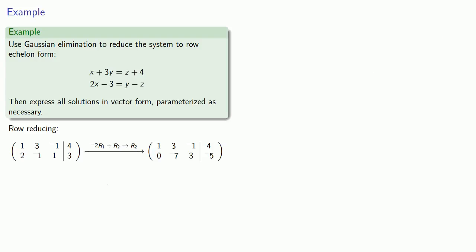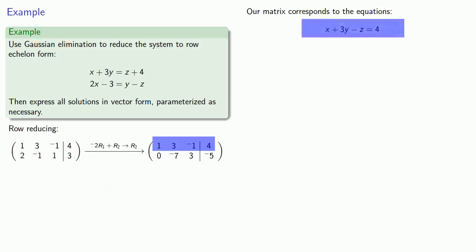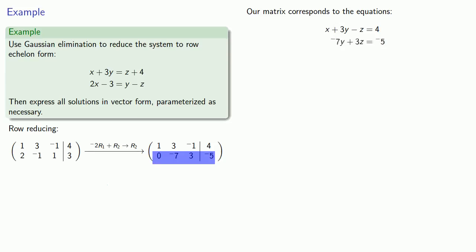And we can read off the equations corresponding to our matrix. The first row still corresponds to our equation 1x plus 3y plus negative 1z equal to 4. Our second row corresponds to the equation negative 7y plus 3z equals negative 5. And again, we notice that x and y are leading variables, but z is never a leading variable, so we'll let it be the free variable and we'll make it equal to a parameter.